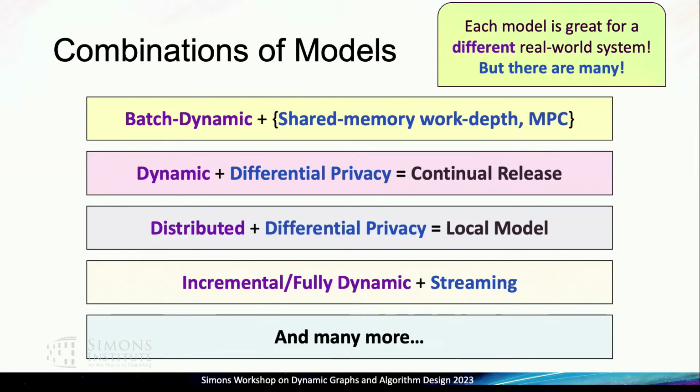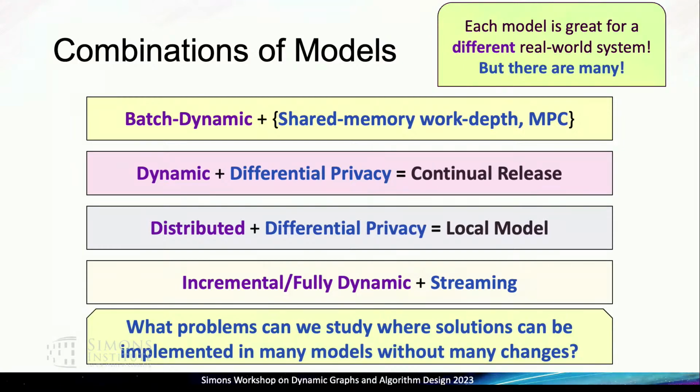Each model is great for a different real-world system, but unfortunately, there are a lot of these models. Even just the models individually, there are a lot of them. Once you combine them, there are even more. If I'm actually implementing these algorithms in systems, I probably don't want to implement a different algorithm each time my company chooses to update their system. So what I'm going to argue is that we want to study problems where the solutions can be implemented in many models without many changes.